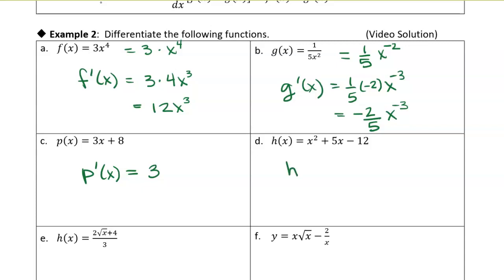All right, so here we also have a sum. So we're going to write the derivative, and we're just going to take the derivative of each part, right? And so the derivative of x squared is 2x. The derivative of 5x is just 5. And then we have the derivative of negative 12, which is just 0. All right, so the derivative is just 2x plus 5.